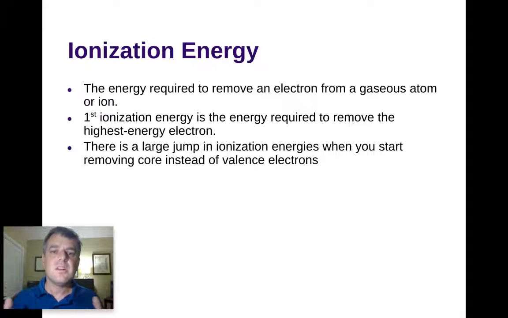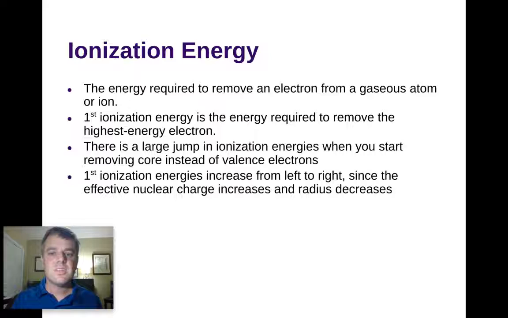There is a large jump when you start removing core instead of valence electrons. And the general trend for first ionization energies is that they increase from left to right across the periodic table because you're increasing the nuclear charge, the radius is smaller, so based off of Coulomb's law, it's going to require more energy to remove an electron.